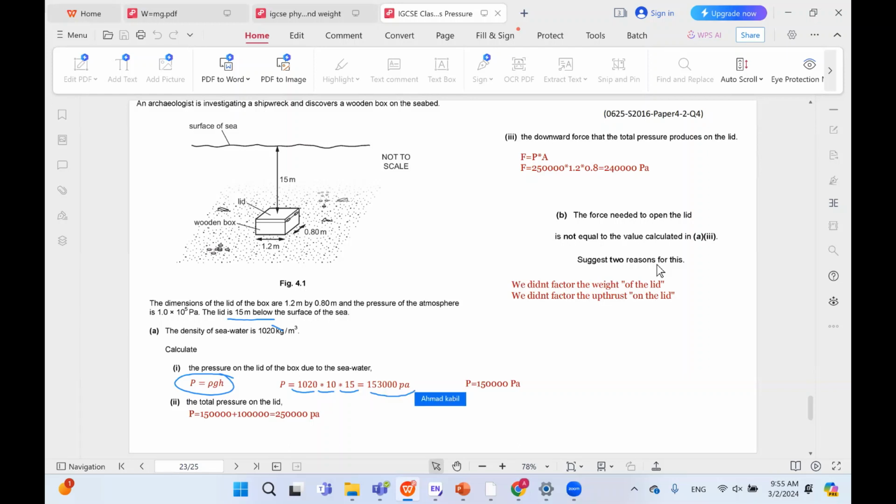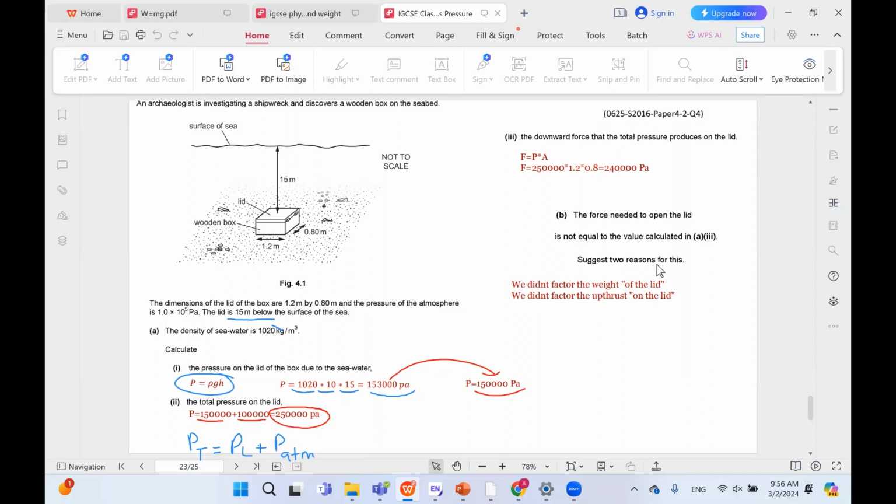And then you have to differentiate, of course, between the pressure due to the liquid and the total pressure. And the equation is P total equals P liquid plus P atmosphere. So all you have to do here to get P total is just add the value that you got, which we like to approximate to two significant figures. So 153,000 becomes just 150,000. And then you take that and you add it to the atmospheric pressure, and you get 250,000 Pascal.